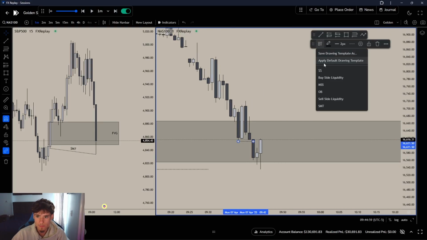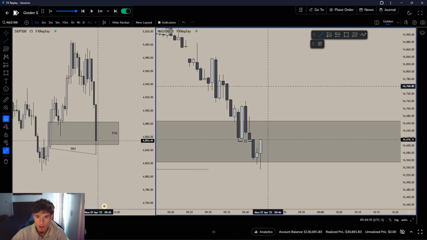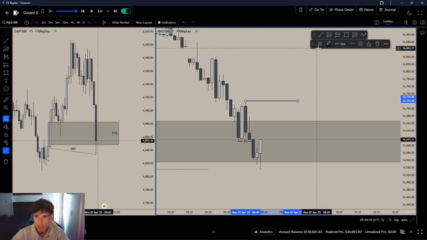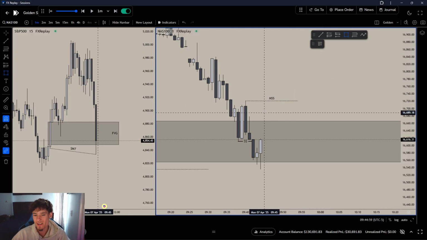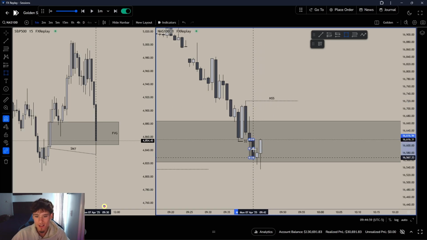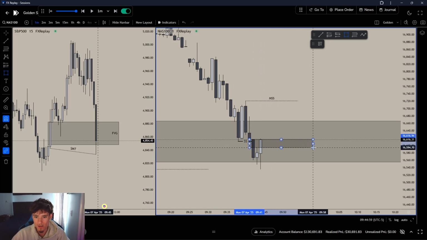What do we have over here? A manipulation leg. Over here, possibly a market structure shift. Now, yes, if you are a fanatic about market structure shifts, you're going to see this is a bit of a choppy way to mark it out. I agree. But I mean, markets are never clear.